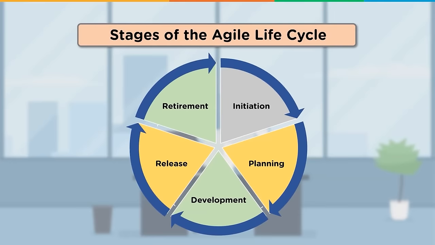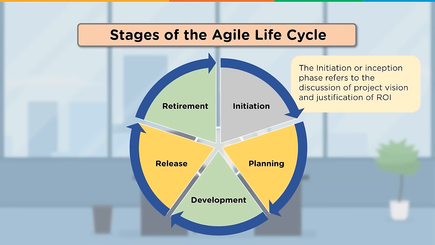The first stage of the Agile lifecycle is the initiation phase. The initiation phase or the inception phase is about the finalization of project scope and the return on investment. In this step, the team members that will be needed for the project are identified. Then time constraint and other resources required to complete the project are also taken into consideration.